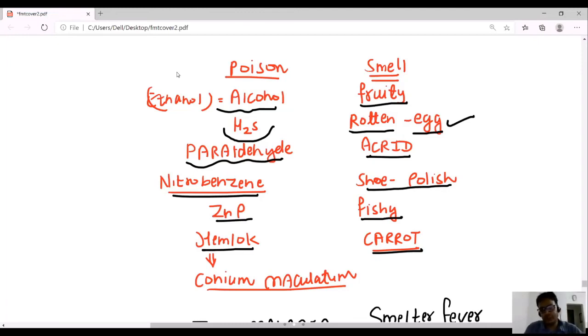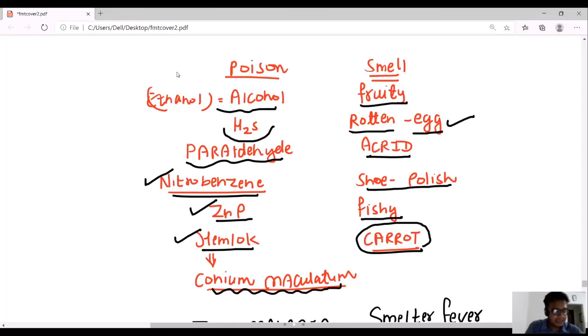Ethanol fruity, H2S rotten egg, para-aldehyde acrid, nitrobenzene shoe polish. Doctor, this question I have seen in the AIIMS exam. Zinc phosphide fishy. Hemlock has a carrot-like smell. Doctor, the botanical name of hemlock is Conium maculatum.